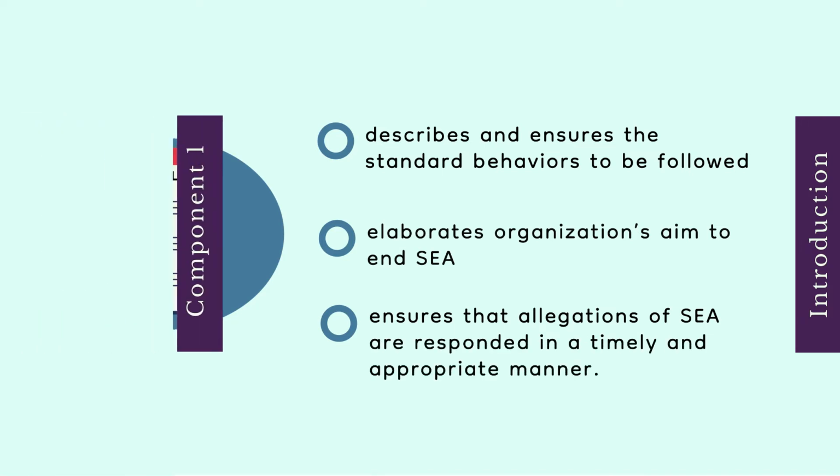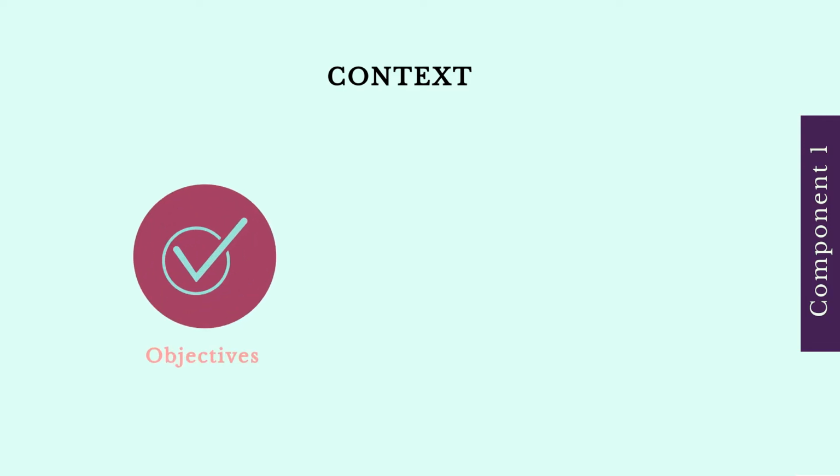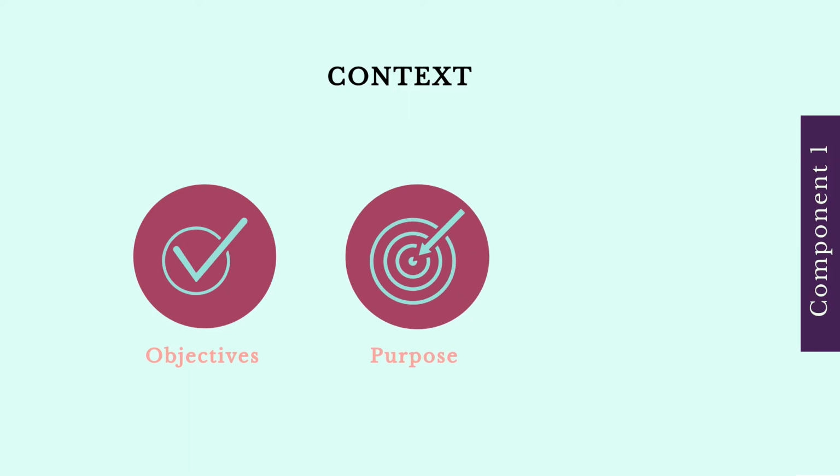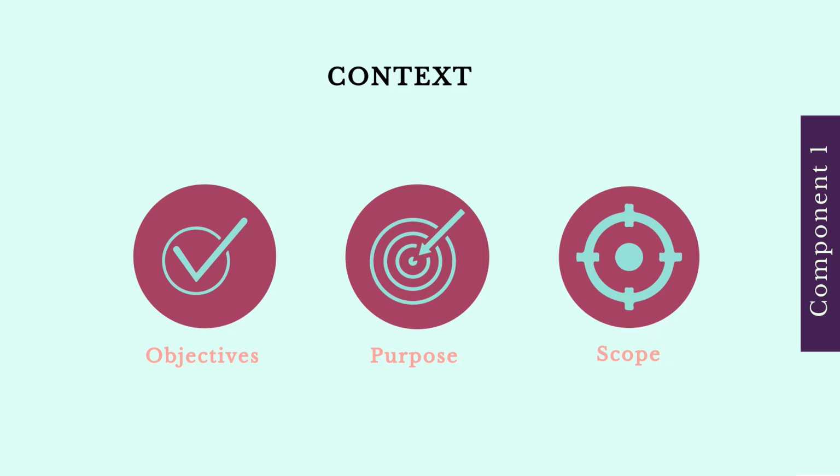appropriate manner. The first part of the PSEA policy shall include the context of forming a PSEA policy within an organization. This shall include objectives of the policy, the purpose of forming the PSEA policy, explaining the desired outcomes intended to be achieved through the policy. The PSEA policy shall also have its scope mentioned, clearly explaining to whom the PSEA policy applies and what types of sexual exploitation and abuse the policy addresses.